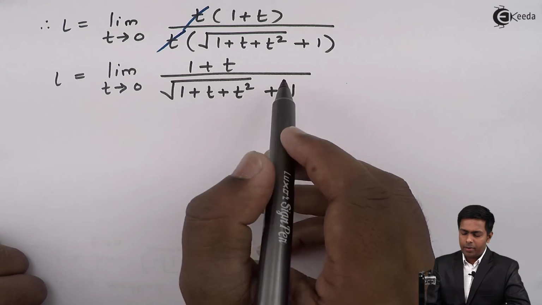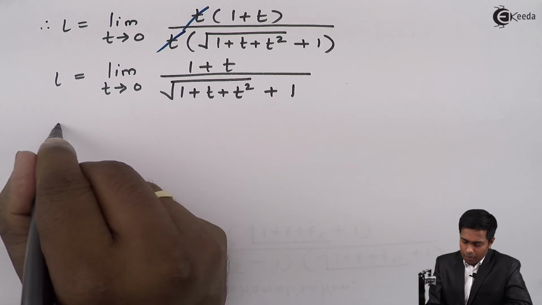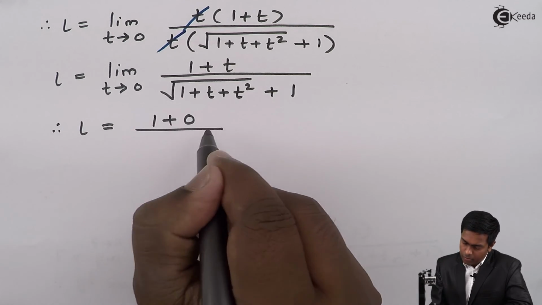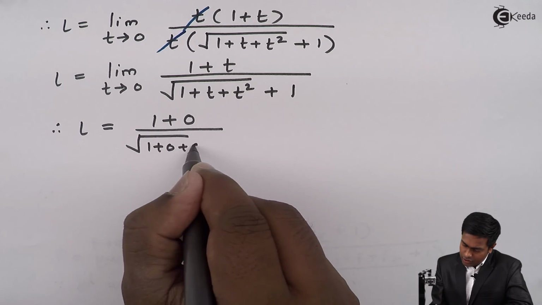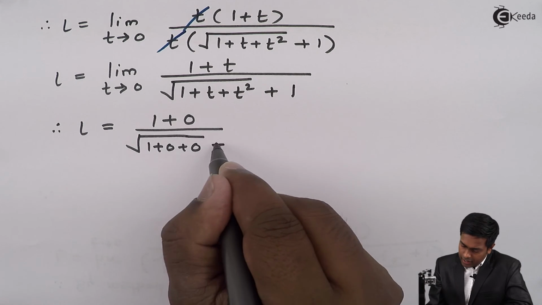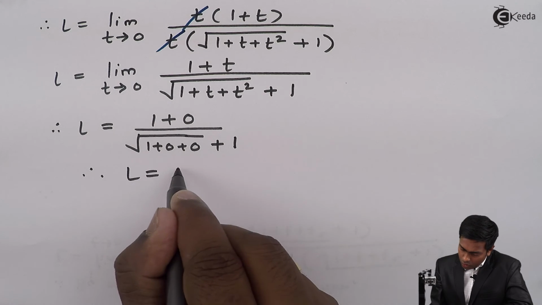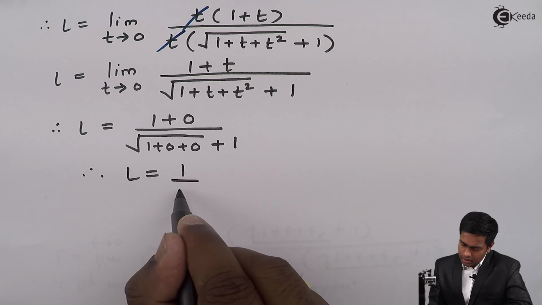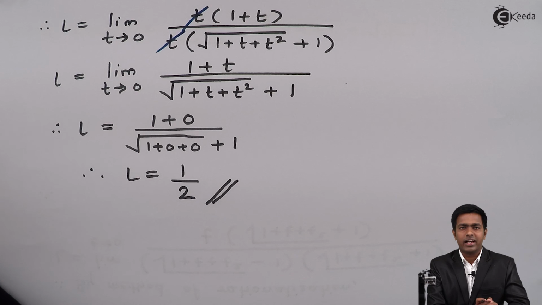And now in the remaining terms we will again apply the direct method. By the direct method we will get 1 plus 0 in the numerator, and in the denominator we will get square root of 1 plus 0 plus 0 plus 1. So therefore we will get 1 in the numerator, and square root of 1 is 1, plus 1, that is 2 in the denominator. Hence the value of the given limit is 1 upon 2.